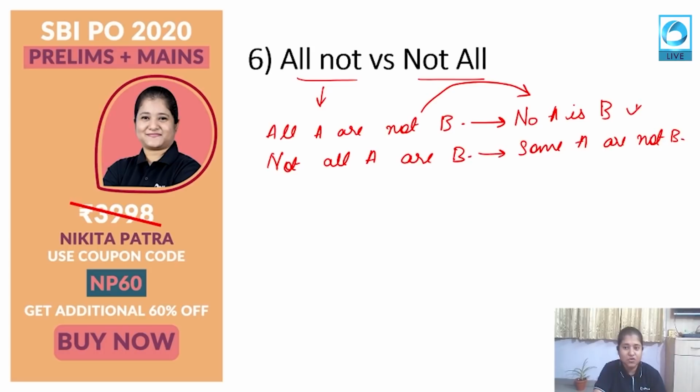ठीक है, तो इसको याद रखिएगा, that is "all A are not B" has to be treated as "no A is B" and "not all A are B" has to be treated as "some A are not B". तो इसको याद रखिएगा, कई बार वो इस तरह से अपना स्टेटमेंट चेंज करके देते हैं आप लोगों को कन्फ्यूज करने के लिए. So please do not be confused, please remember "all A are not B" is "no A is B" and "not all A are B" means "some A are not B". ठीक है, तो ये यहाँ पर इसका मतलब होता है. Let's go to the next slide.